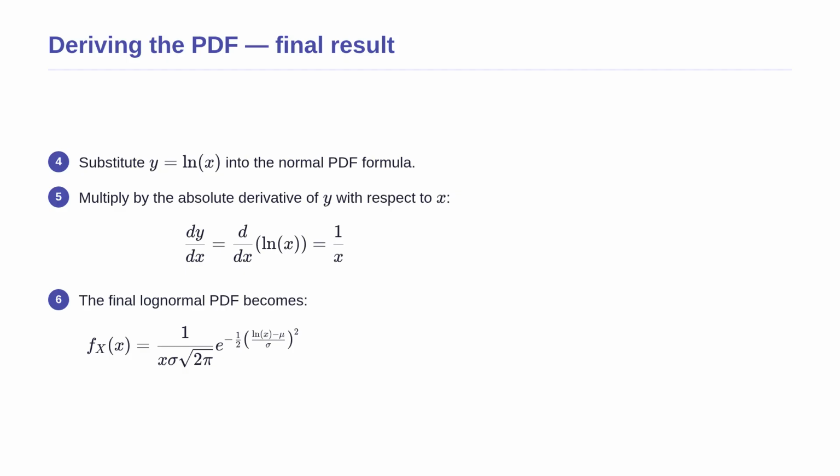Continuing our derivation, we substitute the natural logarithm of x into our normal probability density formula wherever we had y. But calculus requires us to also multiply by the absolute value of the derivative of y with respect to x. The derivative of the natural logarithm of x is simply 1 over x. We multiply our original bell curve formula by this 1 over x factor. This mathematical step adjusts the scale of our probabilities, stretching them back out to ensure the total probability still adds up to exactly 1. This scaling is exactly what creates the sharp peak and long tail of the log-normal curve.